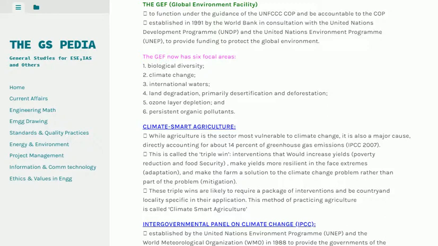The GEF now has 6 focal areas. 1. Biological diversity. 2. Climate change. 3. International waters. 4. Land degradation, primarily desertification and deforestation. 5. Ozone layer depletion. And 6. Persistent organic pollutants.